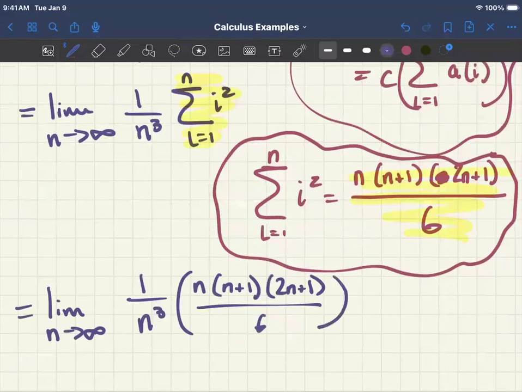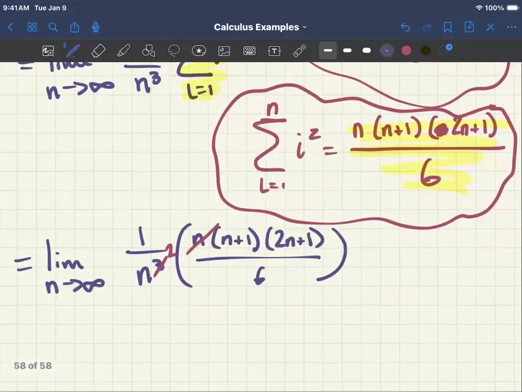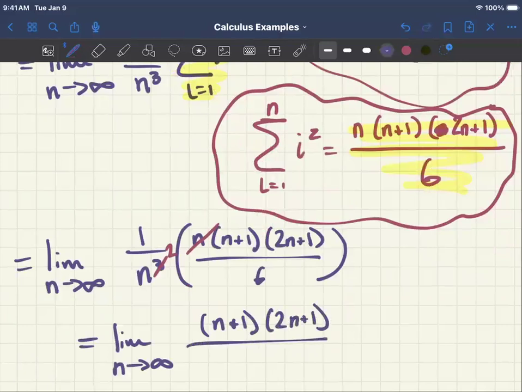All right, now we're at the point where we want to reduce things. I'm going to do one thing right off the bat to make this a little bit easier. You'll notice we have an n in front here, and we can cancel it with one of the n's in our denominator right away. That's going to make our lives a lot easier. So this gives us the limit as n goes to infinity of (n plus 1)(2n plus 1) divided by 6n squared. We'll smush those two together.